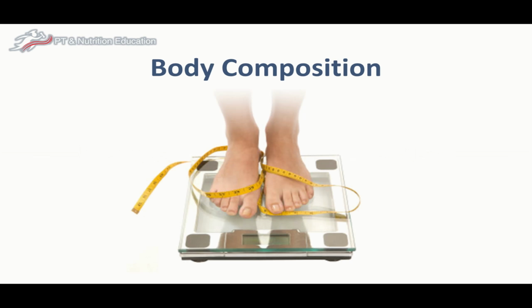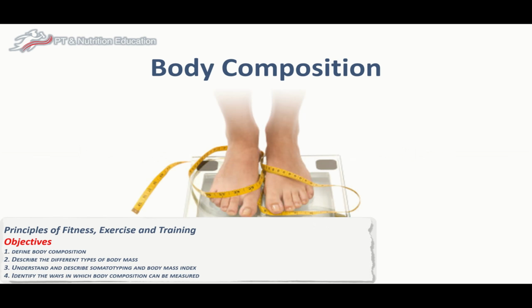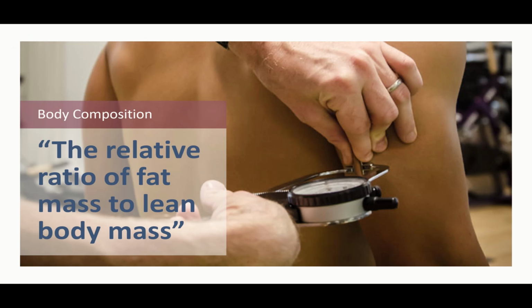Today we are continuing with our preparation for the examination in the principles of fitness, exercise and training. And as you can see, today's topic is going to be related to body composition. So the objectives for today's lecture are to define body composition, to describe the different types of body mass that we have, to understand and describe somatotyping and body mass index, and identify the way in which body composition can be measured.